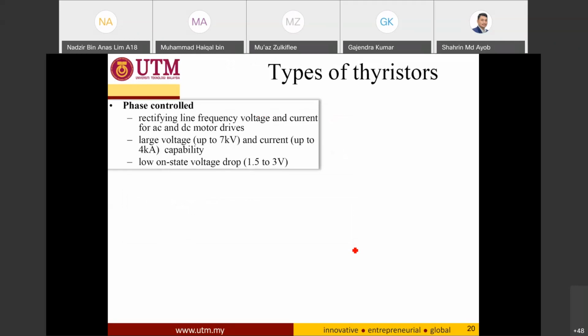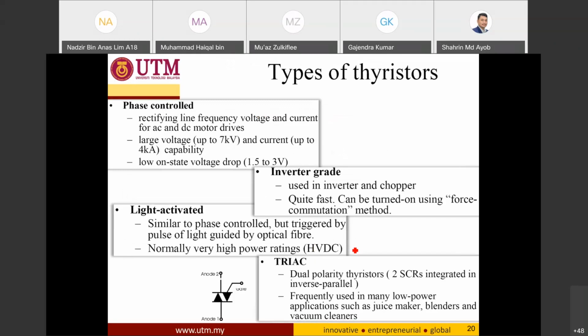And these are the types of thyristor. It depends on the rating and also the frequency capabilities of the SCR. The phase control SCR has higher voltage rating and higher current rating, but usually the frequency is very slow, meaning that your reverse recovery time is big. And then you have inverter grade, a light activated SCR, and the triac. The triac is actually like this: you have two SCRs integrated in inverse parallel like this. It is frequently used in many low power applications, such as home appliances like juice makers, blenders, vacuums, and so on.